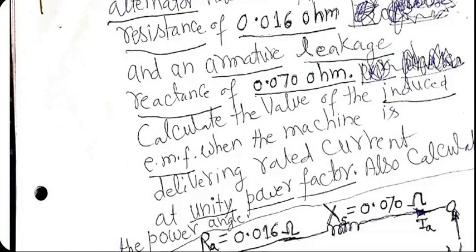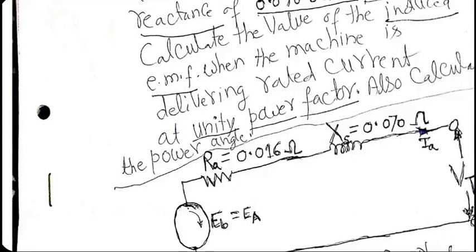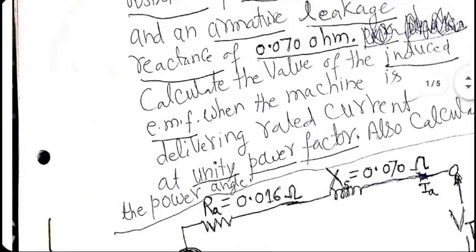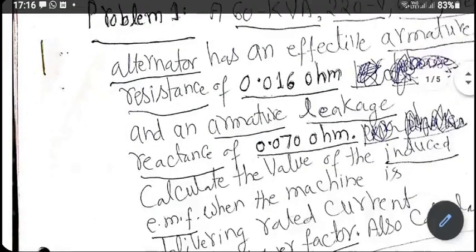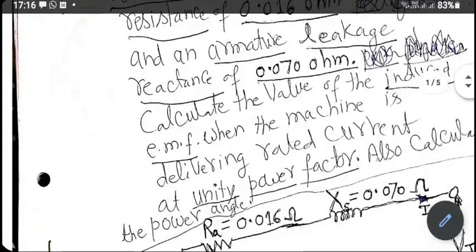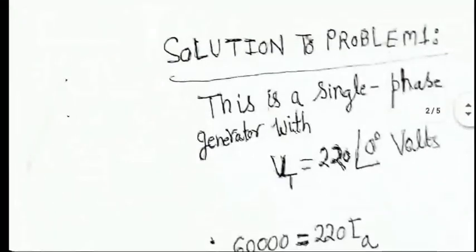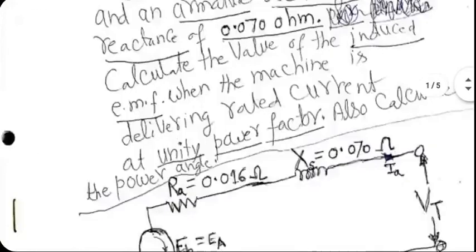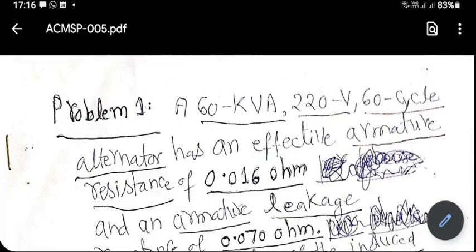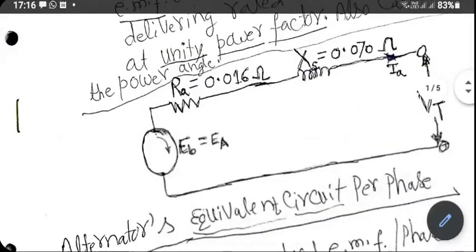Try to figure out EA or EB. We know VT, and I think because it's being used at the rated value, we will know IA also, and unity power factor is also given. So all that should help. Simply, this power factor is 1. So 60,000 watts equals 220 IA. 220 volts, I think, is the rating. Yes. 60,000 watts equals 220 IA. That gives you the armature current.